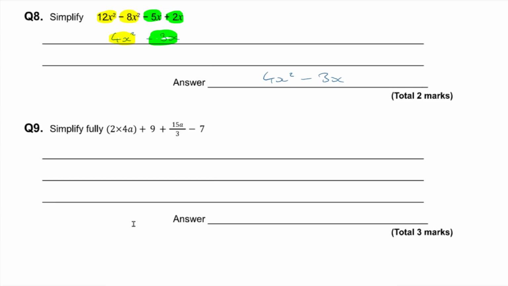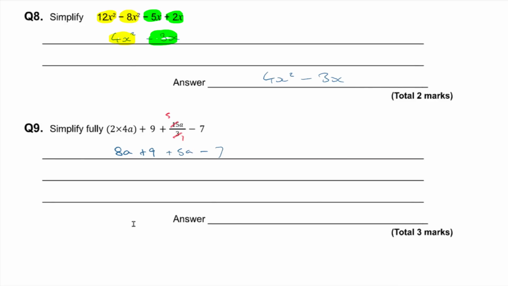Question 9, simplify fully 2 lots of 4a plus 9 plus 15a over 3 minus 7. Okay. So I've got a bit of work to do here. I'm not going to bother to try and collect like terms first. I'm just going to simplify the various parts of my expression first. So I've got 2 lots of 4a. 4a and 4a make 8a, don't they? So 2 times 4a is going to give me 8a. Then I've got my 9. 15a divided by 3. Well, 3 goes into 15 5 times, doesn't it? So that leaves me with 5a.